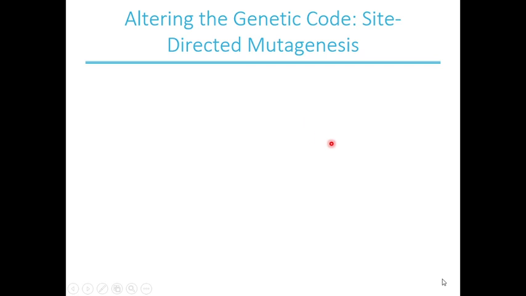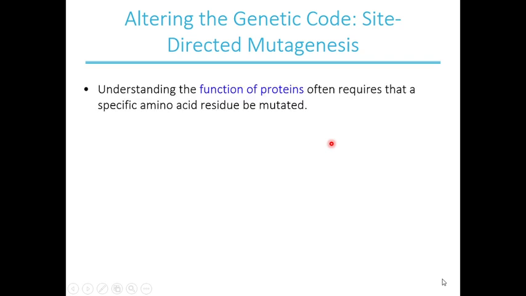Let us try and understand what site-directed mutagenesis is. In site-directed mutagenesis, one alters the genetic code. And there are 4 different points, and it is important that you understand these points. First, understanding the function of proteins often requires that a specific amino acid residue be mutated.